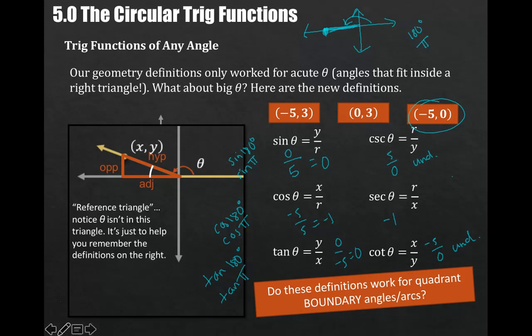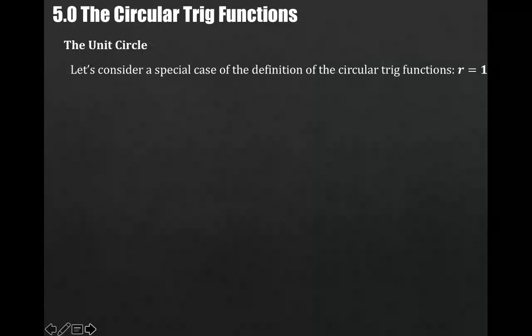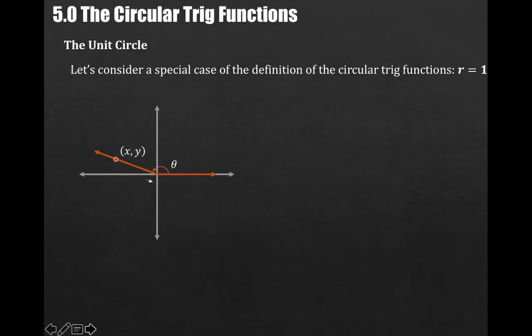Hopefully this is bringing back some memories of things we did in geometry and what we did in the spring. The unit circle, right? That's really where we're going with this. Consider the special cases and definitions of the circular trig functions where r equals 1. That's what the unit circle is. (x, y) is a point on the unit circle with a radius of 1. That's why it is the unit circle.